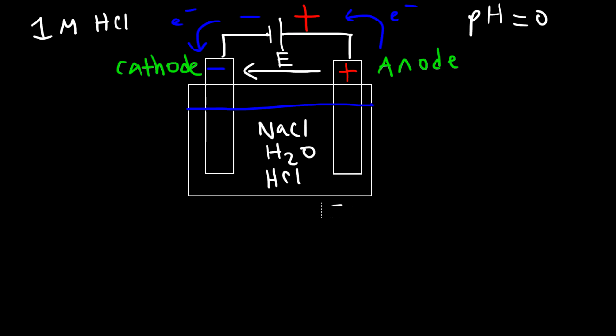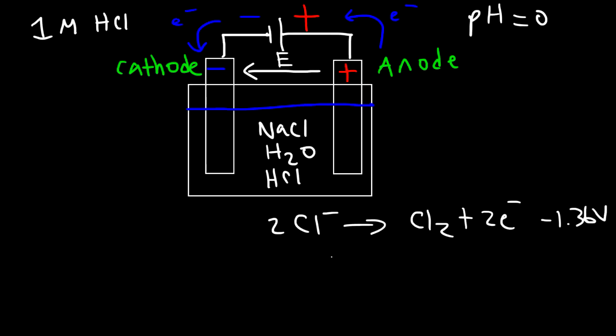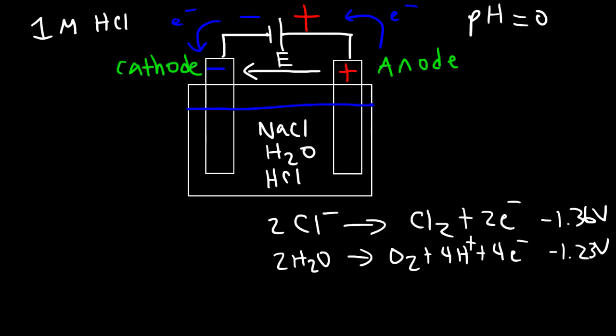So let's talk about the oxidation reactions that can occur at the anode. Chloride can be oxidized into chlorine gas, and the cell potential for this process is negative 1.36 volts. Now water can also be oxidized at the anode, and under acidic conditions, if we have a solution of 1 molar HCl, the cell potential is going to be negative 1.23 volts.